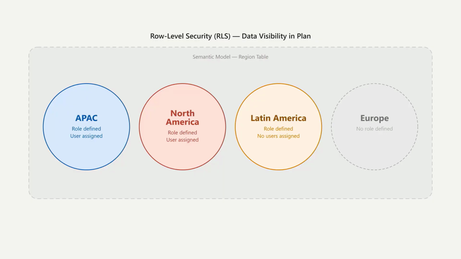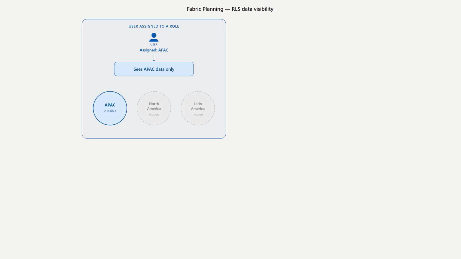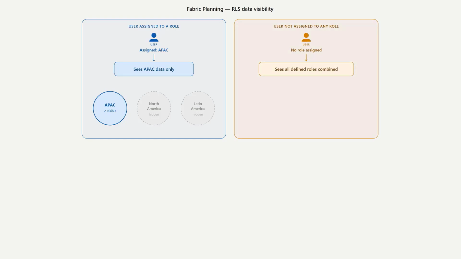In Fabric planning, RLS is always enforced, regardless of workspace role. If a user is assigned to a role, they see only that role's data. If a user is not assigned to any role, they see the combined data from all defined roles, in this case, APAC, North America, and Latin America.